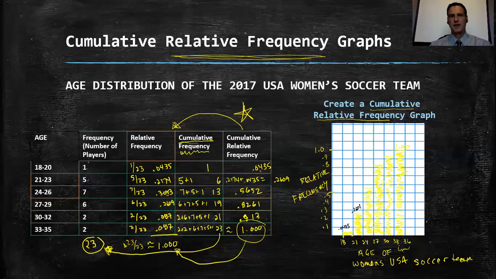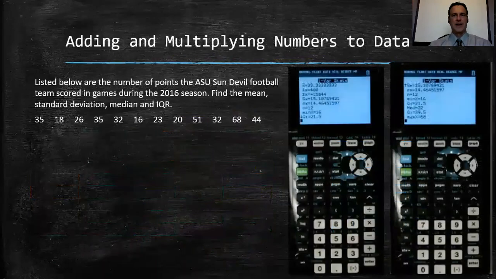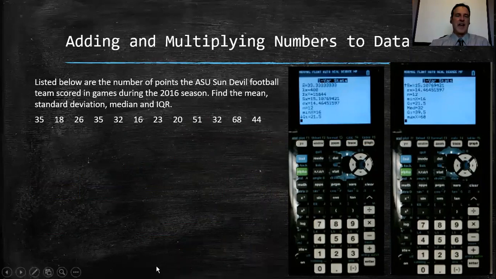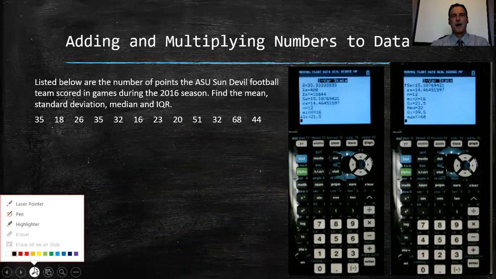Cool. All right, let's move on to something different. I'm going to talk about Arizona State University football, which is my alma mater. And this is the number of points that were scored during the 2016 season, okay? Now, if you look at those, they ask you for a couple things. They say find the mean, the standard deviation, and the interquartile range. And that's not new to us. You have practiced this already many times.